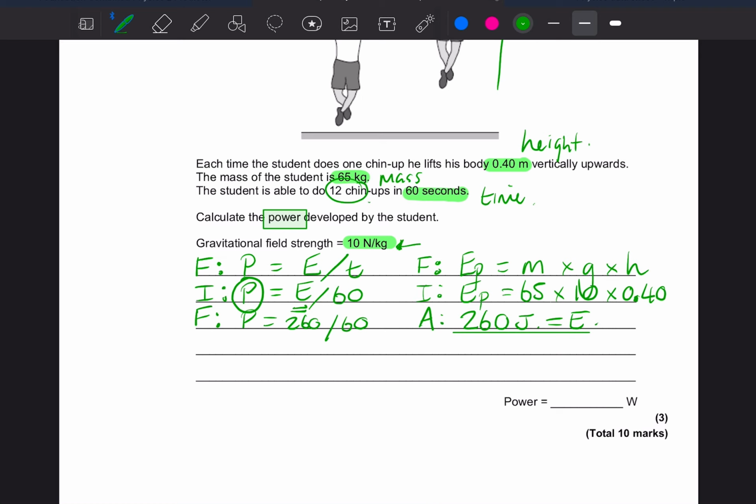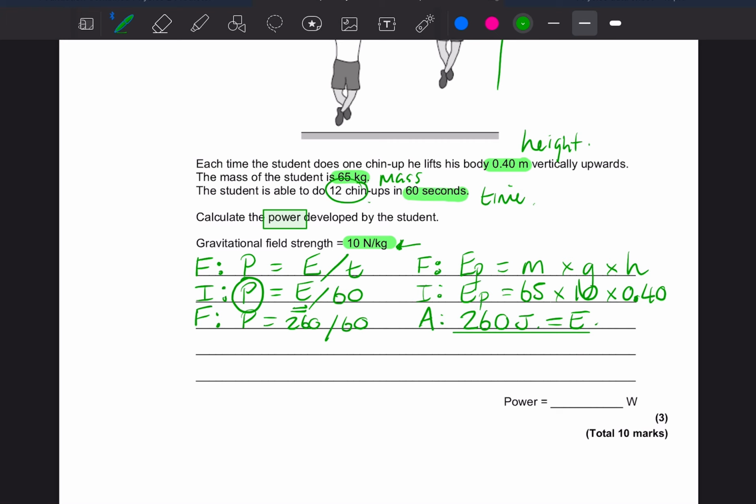Sort of. I'll explain why in a second. Yeah, we can do it this way. I've just realised as I'm doing this, because the power is all about the energy transfer, that in a minute he's doing 12 chin-ups, and we've only calculated the height of one movement. So actually that energy should be 12 times that energy. So we can do it a couple of ways. We can do this and then times it by 12, or we can do the energy times it by 12. Let's do it this way and times it by 12.